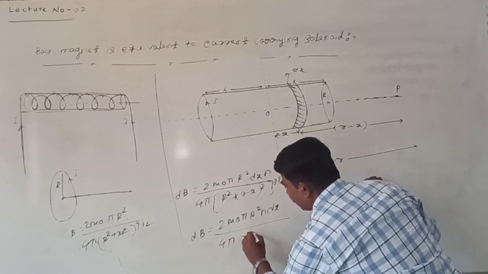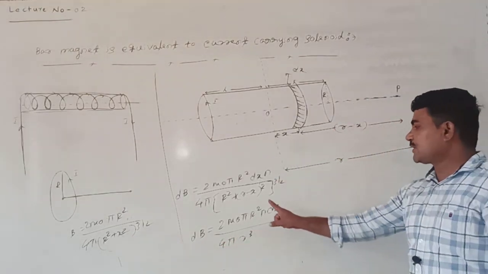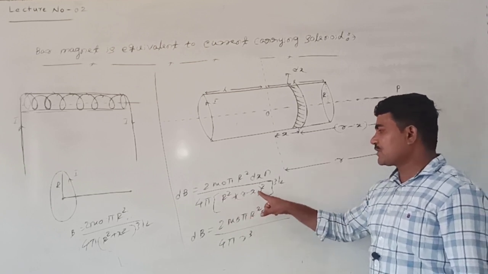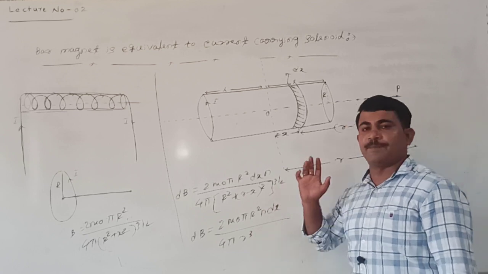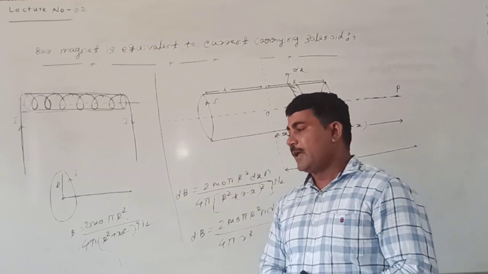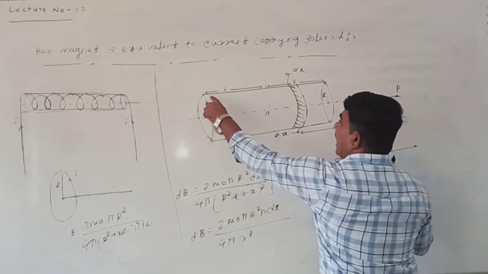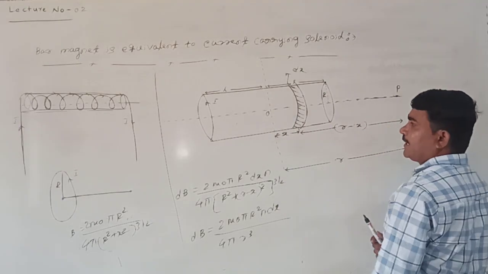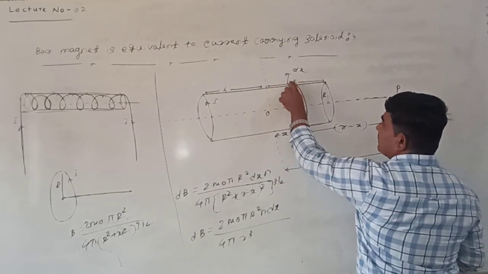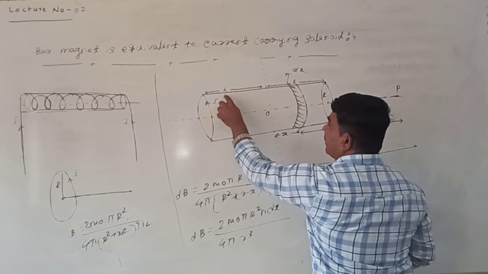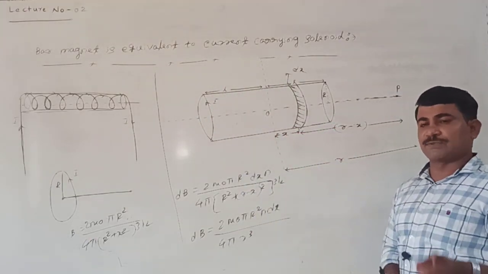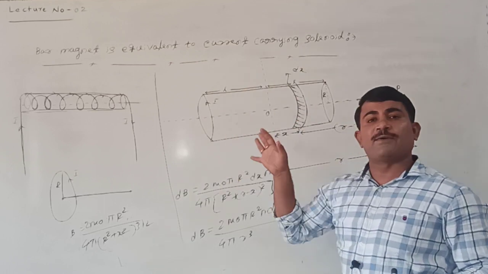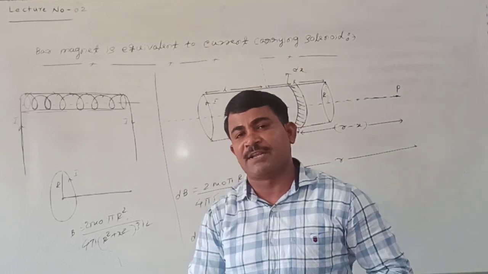4π into what value? r cube. Because x is neglected, r is neglected, r square goes, and r squared raised to 3/2 becomes r cube only, right? But the circular element you can take at this point, this point, this point or this point. How to take the line? Along positive x I can take capital L, small l, and along the negative x again minus small l. So that circular element can be added for the overall circular element and overall current carrying solenoid.